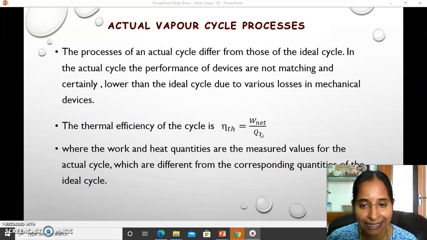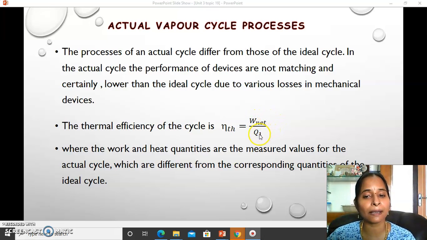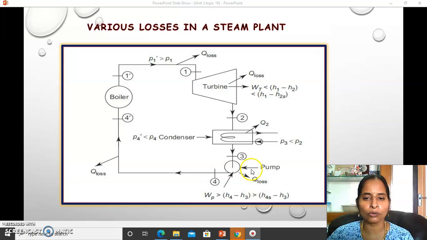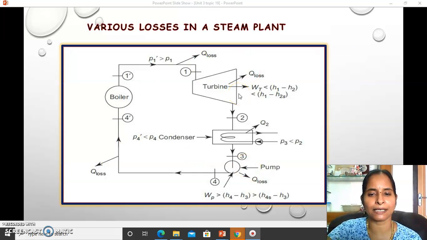Please, my dear students, listen. If you want to improve the thermal efficiency, the net work done has to be increased with the minimum supply of heat input. But in actual cycles the reverse happens, in such a way that the net work output is reduced with a higher intake of heat supply. So why does it happen like this?